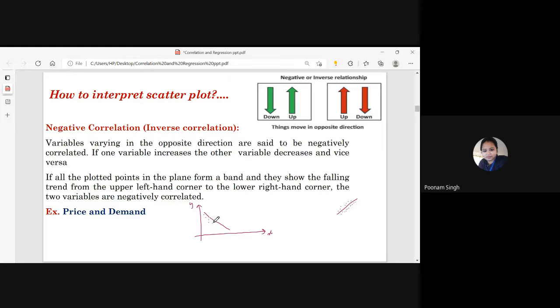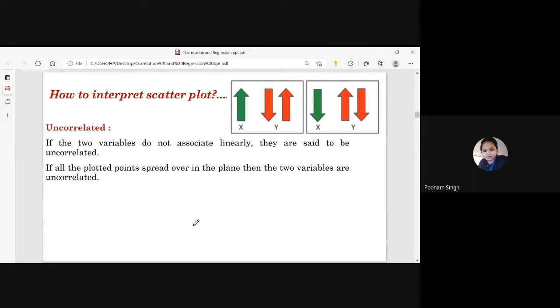It means if your points are like this and they form a band from the upper left hand corner to the lower right hand corner. And as I told you, the closer the points are to the straight line, the stronger the relationship. For example, price and demand. Price and demand are negatively correlated variables. As the price increases, demand for that particular commodity will decrease. As the price of any commodity increases, its demand decreases. So price and demand are negatively correlated variables.